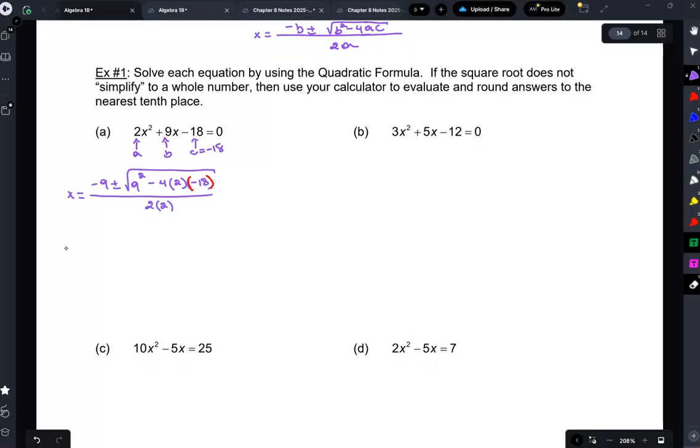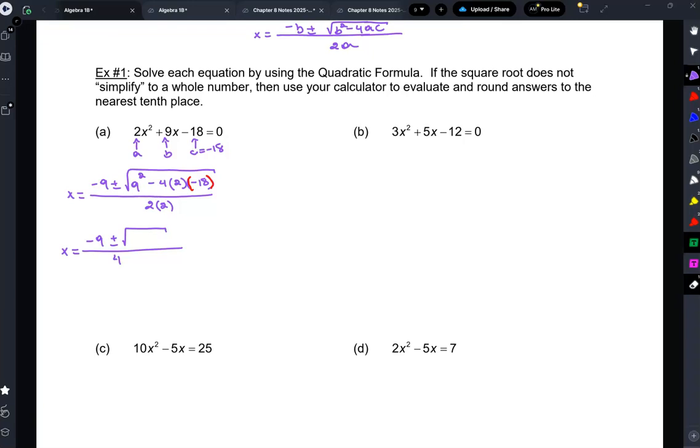So now here's what we get. x equals negative 9 plus or minus the square root of something. We're going to leave that for a minute. Underneath, what do I get? 2 times 2 is 4.